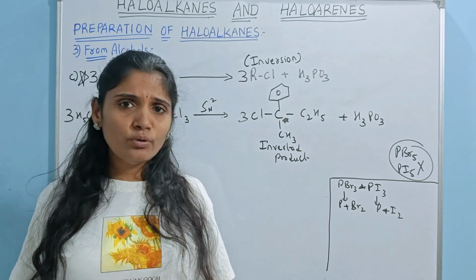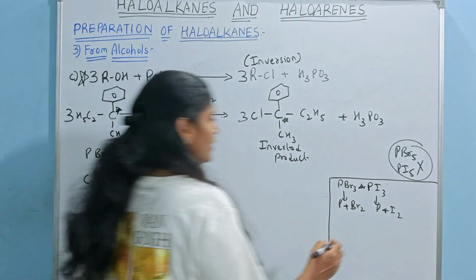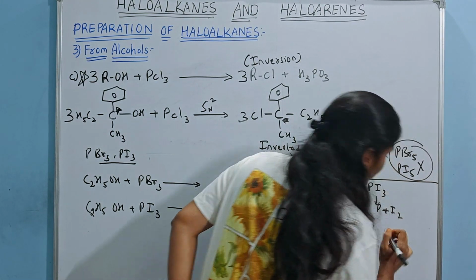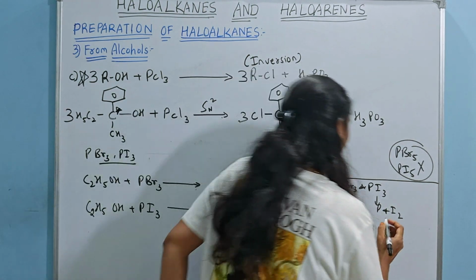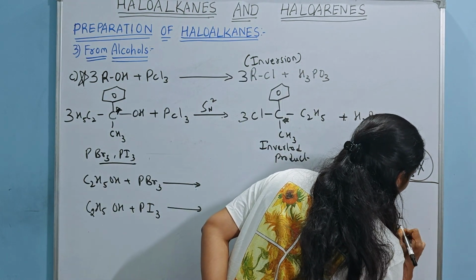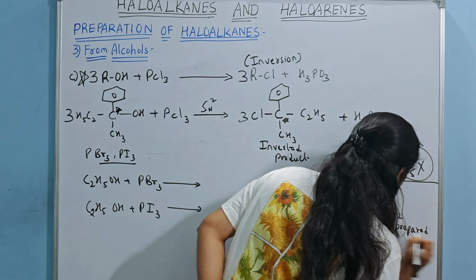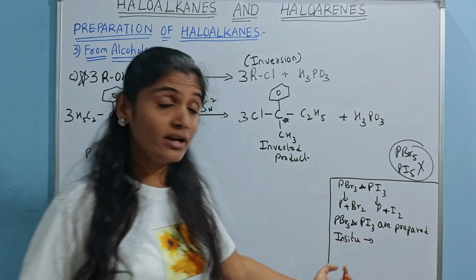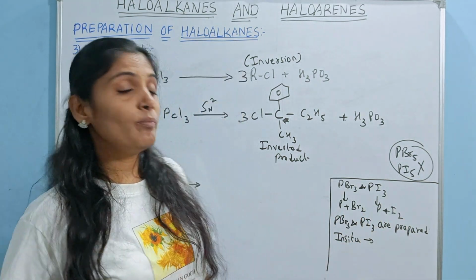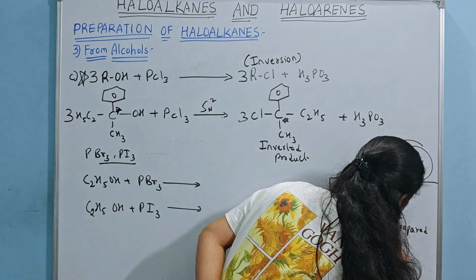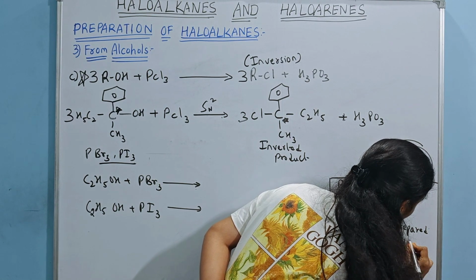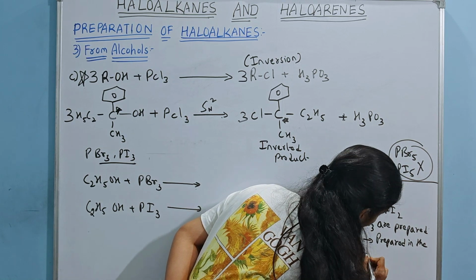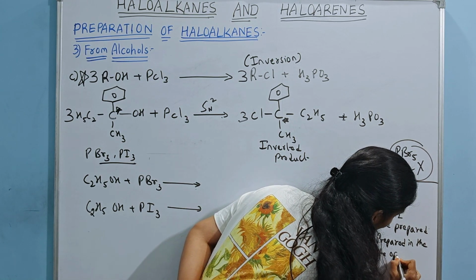So what do they usually do? Because PBr3 and PI3 quickly break down, they are prepared in situ. What does it mean when I say PBr3 and PI3 are prepared in situ? It means prepared in the lab at the site of reaction.